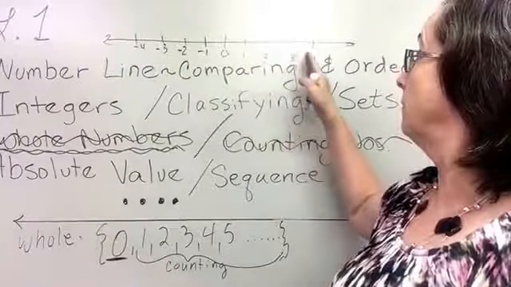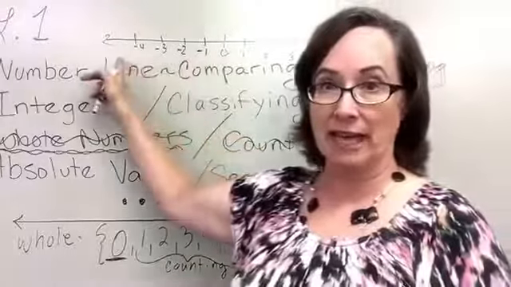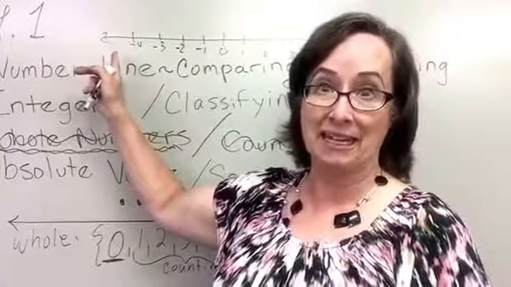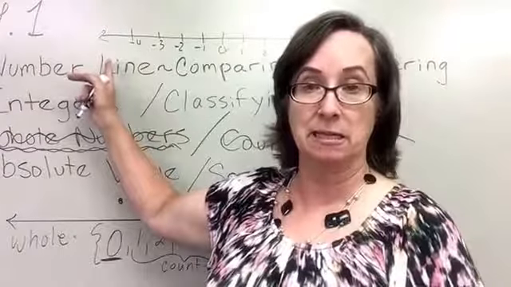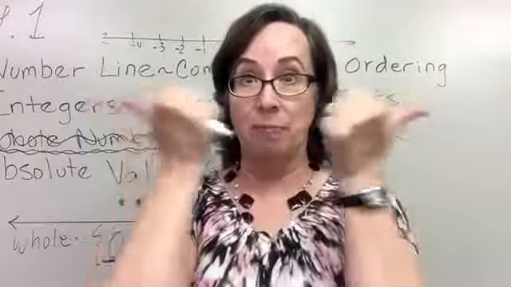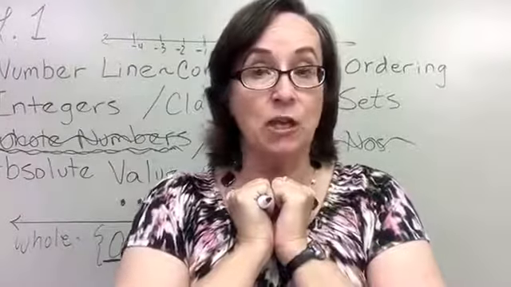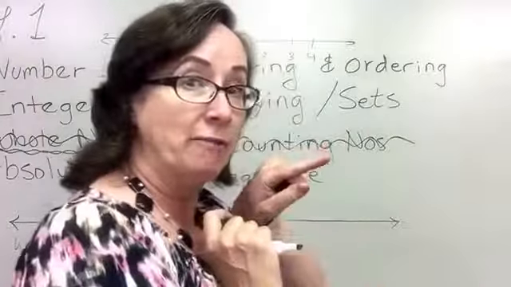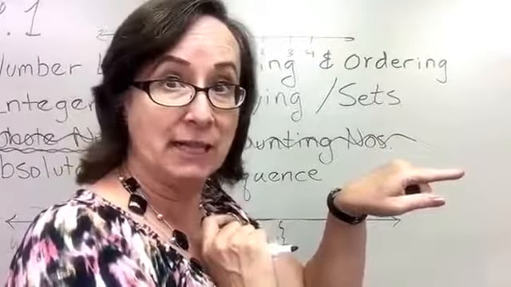Positive 1, 2, 3, 4, those are your counting numbers. And then over here to the left are the negative counting numbers, the opposite of all the counting numbers. So the integers go both directions on the number line. If you go forever in this direction on the number line, you're going to positive infinity.